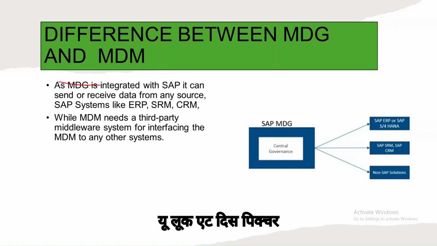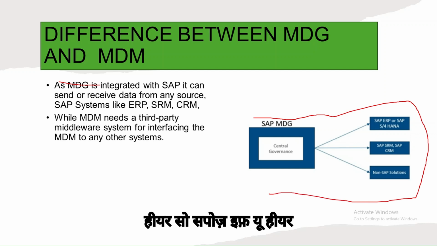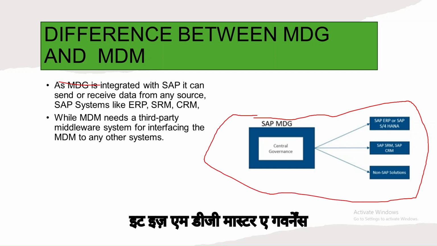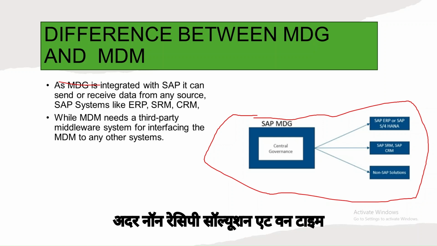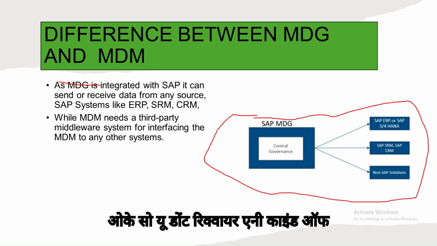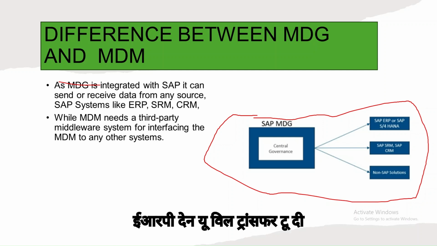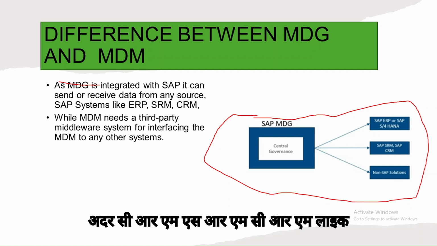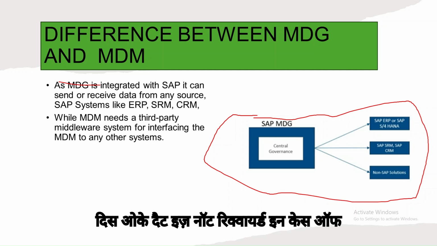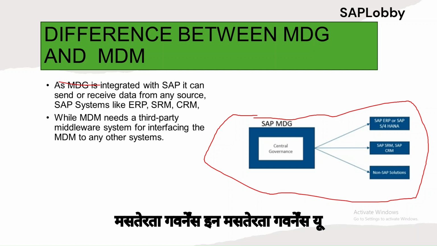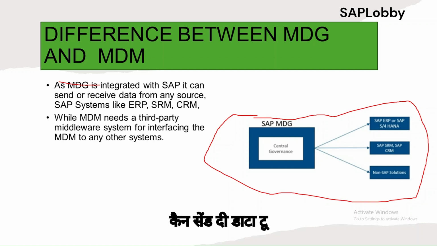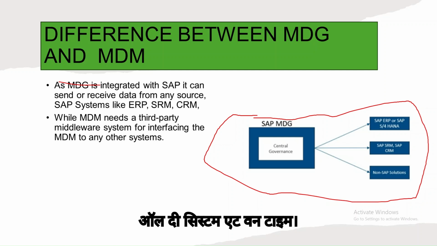So if you look at this picture here, suppose this is MDG, master data governance. Once it creates the data, it is able to transfer the data to ERP, SRM, or any other non-SAP solution at one time. So you don't require any kind of middleware, or it is not like you need to upload in the ERP, then transfer to the other CRM, SRM, like this. That is not required in case of master data governance. In master data governance, you can send the data to all the systems at one time.